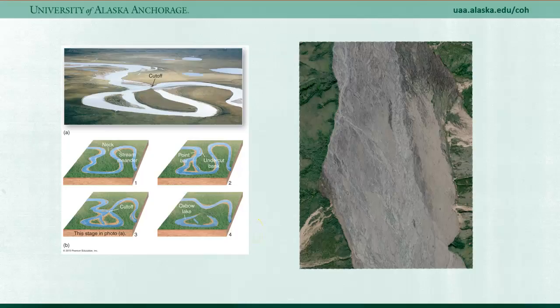Here are a couple of images that show some of this meandering and the formation of an oxbow lake. And then this is a satellite image that shows the upper part of the Teklenika River, where you can really see all the many braided channels looking down directly at this area.